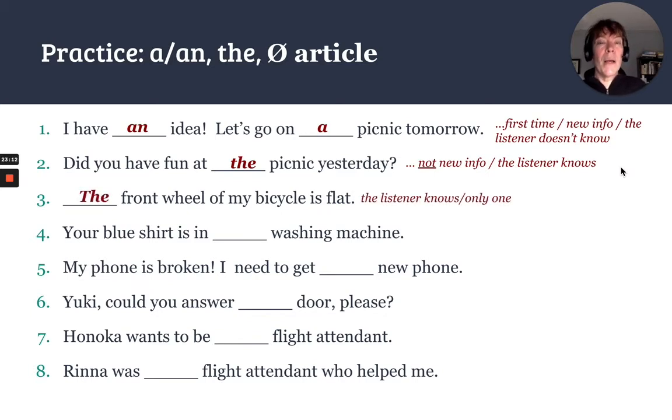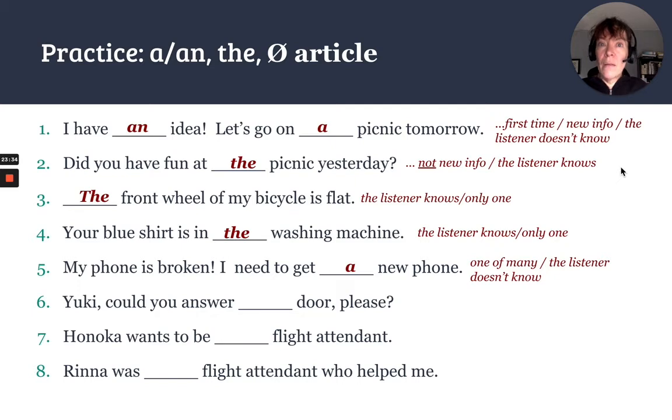The front wheel of my bicycle is flat. Now, maybe this is the first time, but there's only one front wheel. Your blue shirt is in the washing machine. Washing machine, most people only have one, so we use the. My phone is broken. I need to get a new phone. One of many, but they will get one. It's phones in general. Yuki, could you answer the door, please? The listener knows, and there's only one.